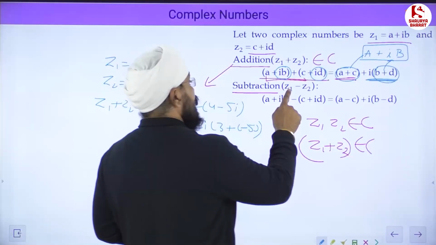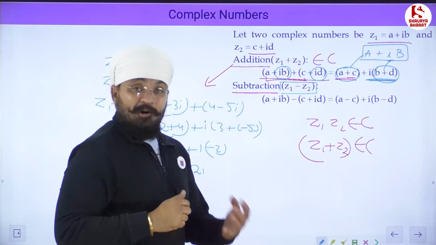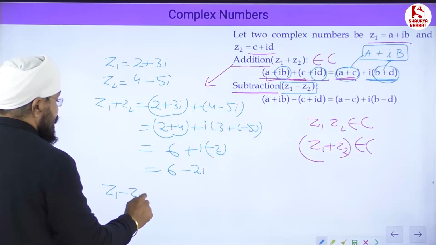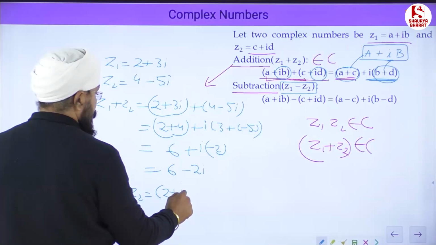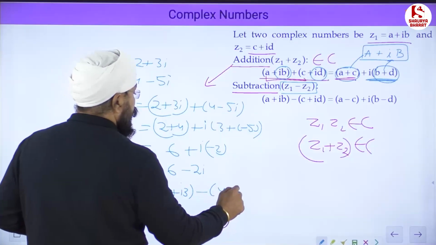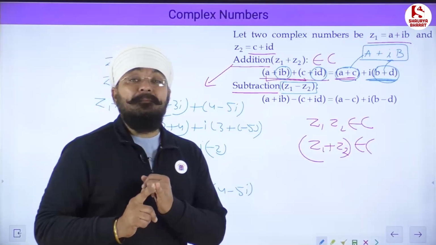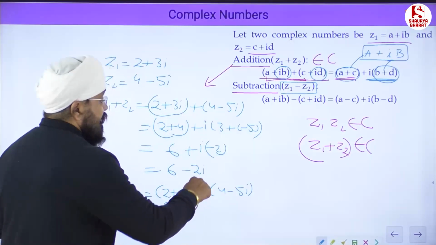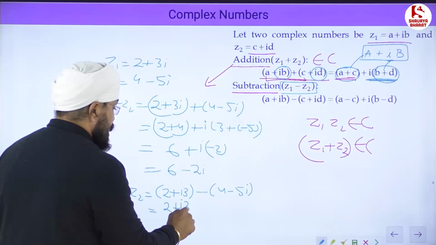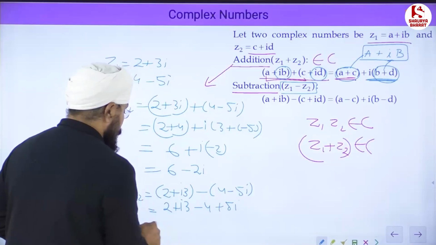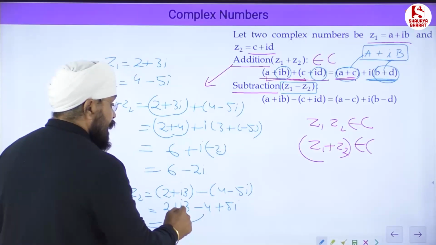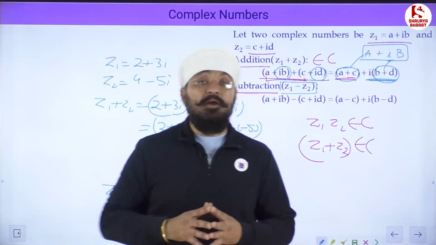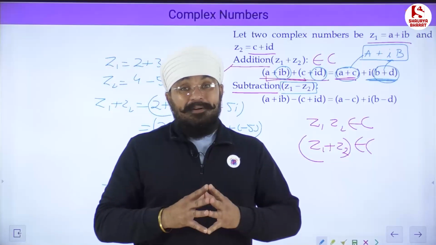When we talk about subtraction, again subtraction will give you a complex number. Suppose I want to find z1 minus z2, that means I put 2 plus 3 iota minus 4 minus 5 iota. We'll apply simple concepts of algebra. Whenever you have a minus sign outside, just split them, that is the minus will get inside, and we get the result as minus of 4 plus of 5 iota. So the result you can see is minus of 2, and this will give you plus of 8 iota. So the result also is a complex number. So these are two important operations in complex numbers.